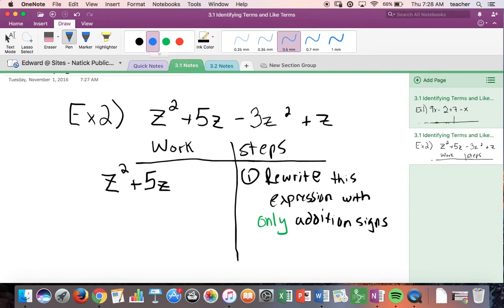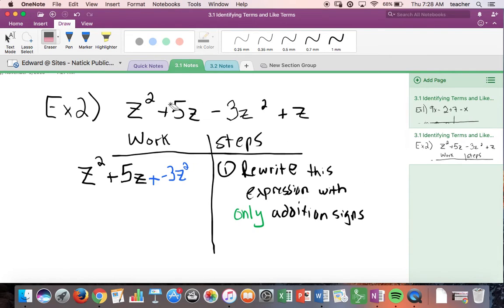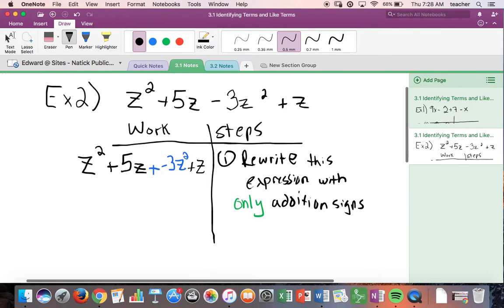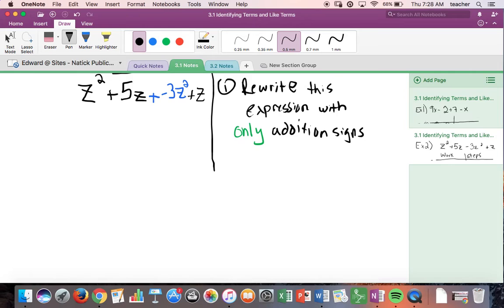So again, we have to change subtraction to addition, so I'm going to do it in a different color. So we take the subtraction sign, we change it to addition, and then we make the number that comes after it, which is 3z squared, into the opposite. So the opposite of 3z squared is negative 3z squared. And then we add, oh, hold on, let me get this into black again. And we add z.